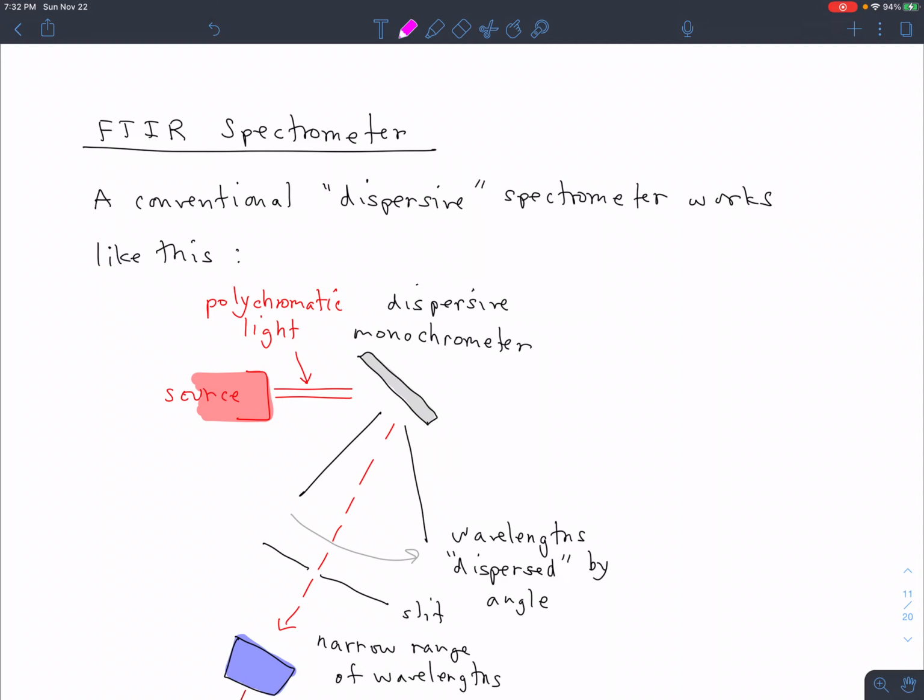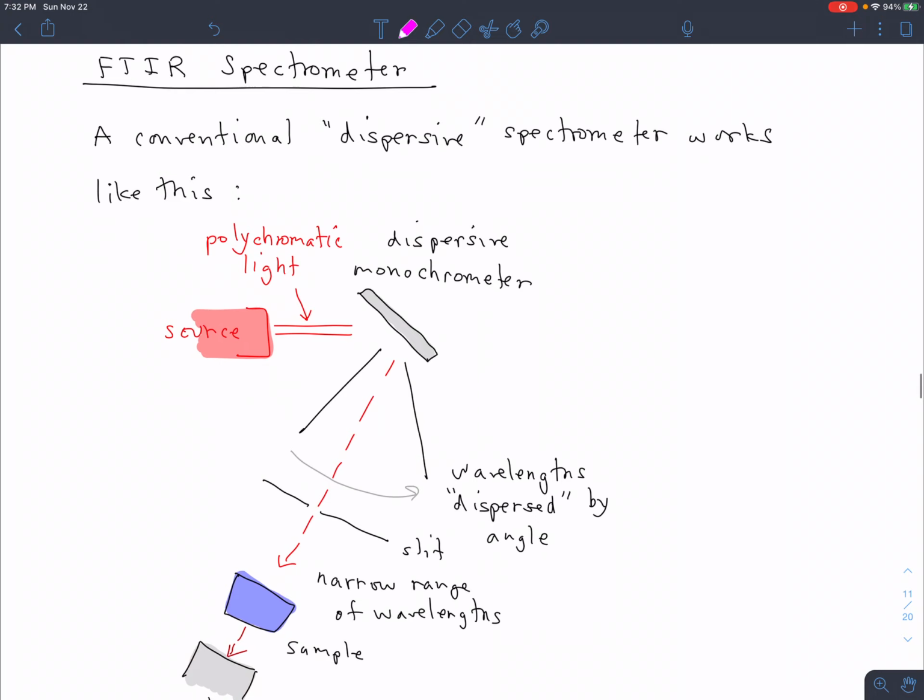We'll talk a little bit more about that down below, but before we do that, there's this topic we skipped last time, which is how the FTIR spectrometer works. I'm no expert in this at all, so this will be very low level, but here's the gist of it. If you have a conventional, what's called a dispersive spectrometer, the way that works is that you have some source of light, and polychromatic means it covers a broad spectrum of colors or wavelengths.